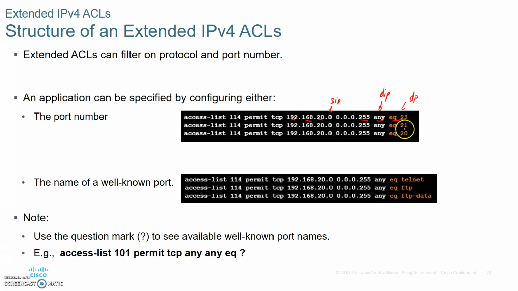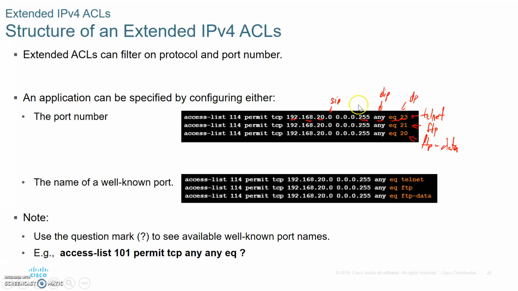I'm also looking for destination port equal to 21 in the next statement. Same source IP, same destination IP, port number is 21. And also for port 20. So 23 is telnet. 21 is FTP. And 20 is FTP data, the data port that is created for FTP transfer.